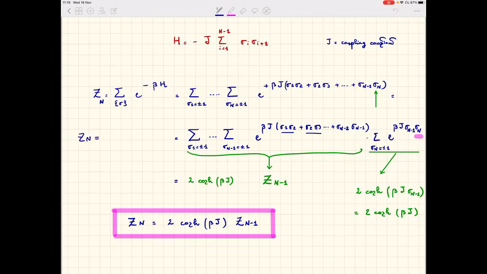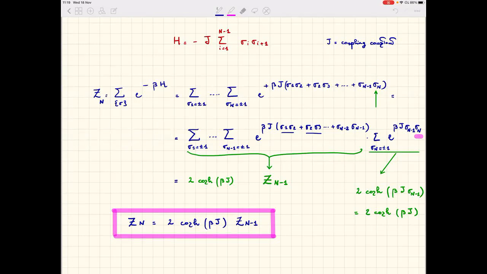I cannot say that Z n is equal to the product over i of the summation over sigma i equal to plus and minus 1 of e to the beta J sigma i minus 1 sigma i. This is not true. But what is true is that you can always get this recursion relation for every n.